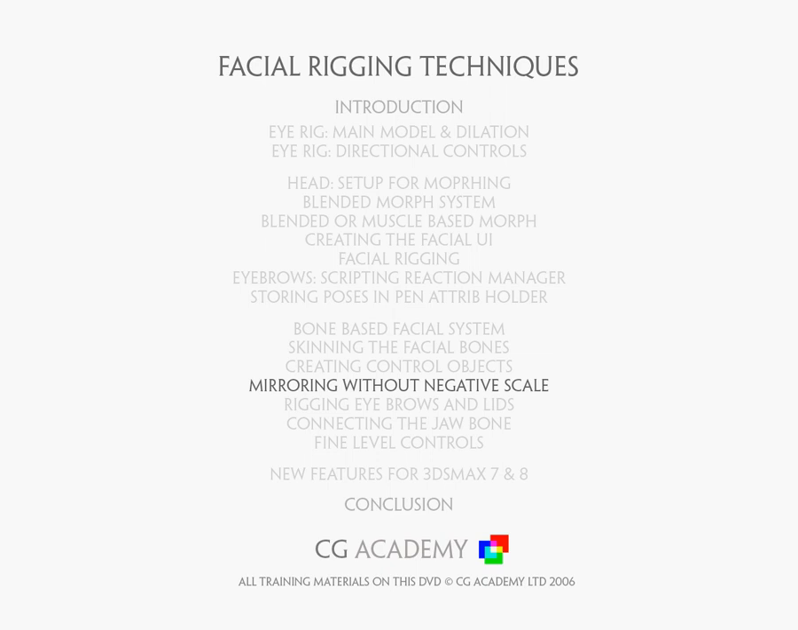Chapter 13, mirroring objects without scale. We're going to look at how to mirror over point helpers from the right side to the left side of the face, using a simple script so that we don't end up with any scale factors on any of the objects. We're also going to do a few corrections and updates to the rig as we go along so that we're always adjusting what we've done. Chapter 14, Rigging the Eyes and Brows and Lids. We're going to set up the eyebrows and set up the eyelids using the bone-based system.